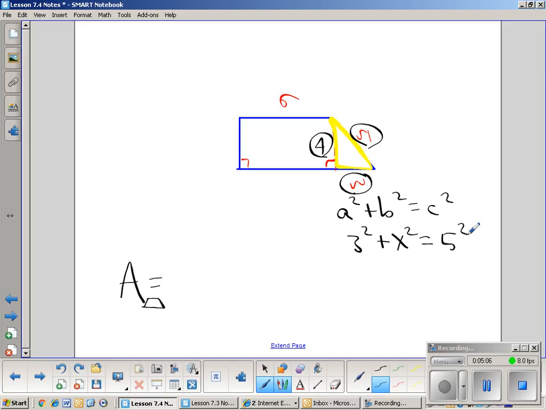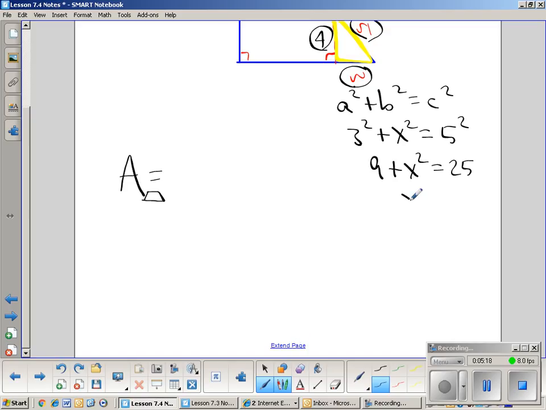And so if we continue to solve, we get 9 plus x squared equals 25. Then subtract 9 from both sides. Boy, I've got squared on my mind, don't I? What do we get? 25 minus 9. Cody, what is that?